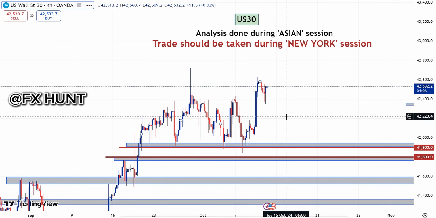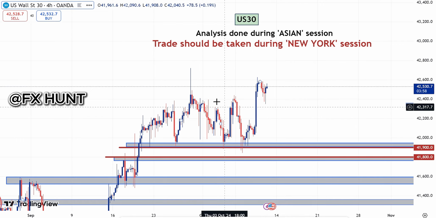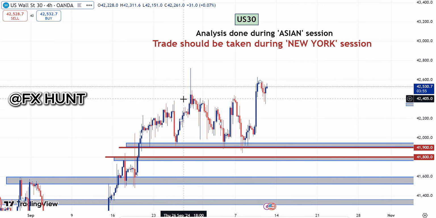But before I proceed, I just want you guys to take note that I'm going to be breaking down two charts today. I'm going to be breaking down US30 and NAS100. So whatever analysis I break down here during the Asian session, I want you guys to wait for a setup to take entries during the New York session.